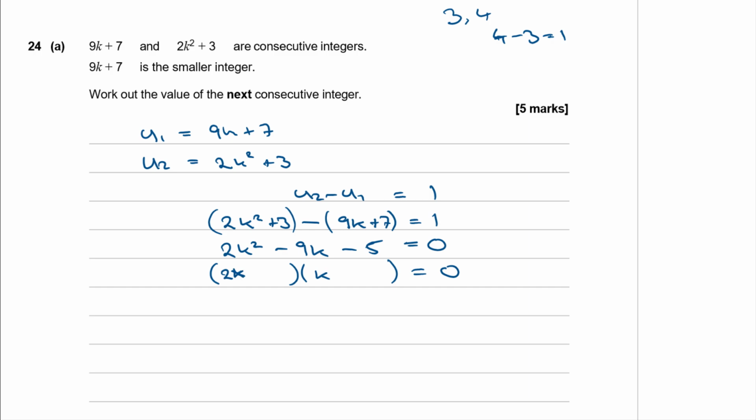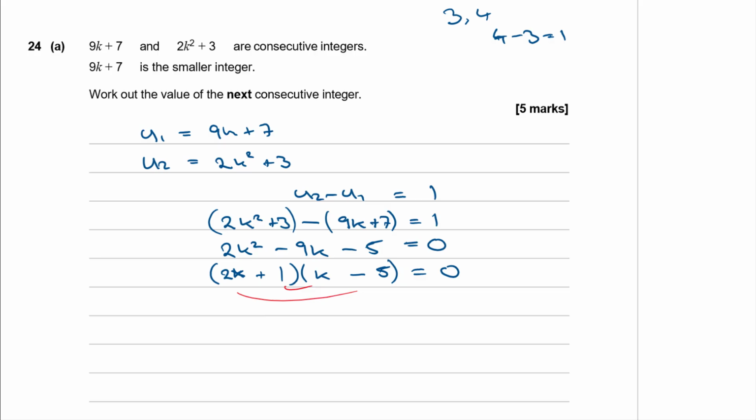Factor pairs of 5, not many, it's just 1 and 5. So how can I put those in such a way that I get minus 9 in the middle? Well, if I put 5 there, then I'd be multiplying it with that 2k, wouldn't I? That's going to give me 10k. And then I can put the 1 here, and that's going to give me 1. And then 10k take away 1 is 9k, or minus 10 plus 1 is minus 9, isn't it? So I think it's that way around. So 2k plus 1, k minus 5 is equal to 0.